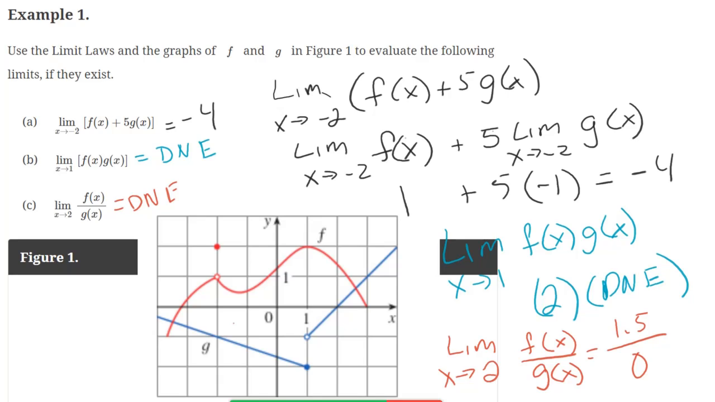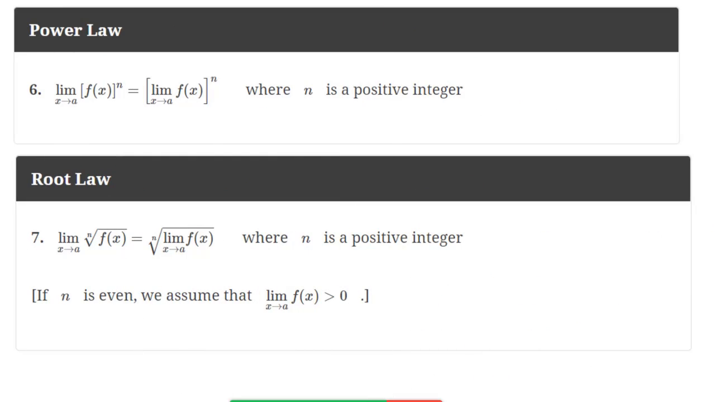So, all right. So we got two other ones that we can look at. It's just the power law and the root law. And again, it follows the exact same process. So if I've got something raised to a power, I can find the limit of that thing and then raise that to the power. And then the same thing with the root. So if I'm looking at the limit of this, I can find the limit of the inside piece and then do that new answer to the root.